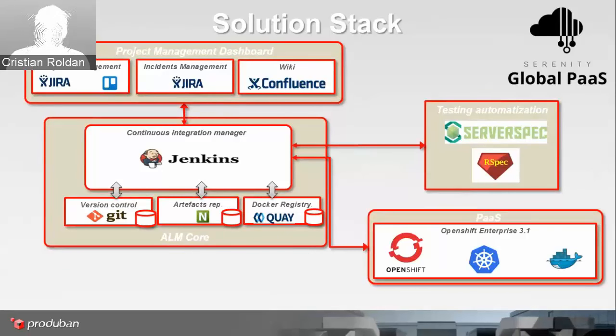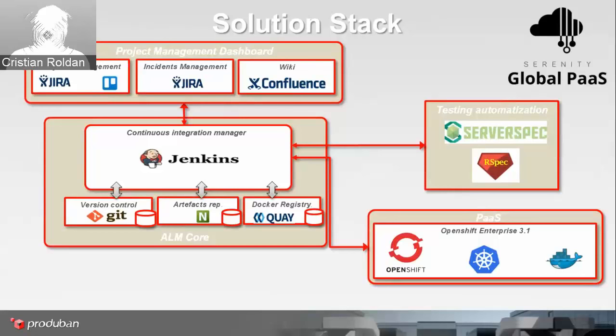To store binaries, we use Nexus, and to store and expose the Docker images, we are using Docker registry. But shortly, we are going to migrate to Artifactory or Atomic Registry. Well, we still have to make that decision. In order to test the Docker images before building them, we use two tools implemented in Ruby called RSpec and ServerSpec.